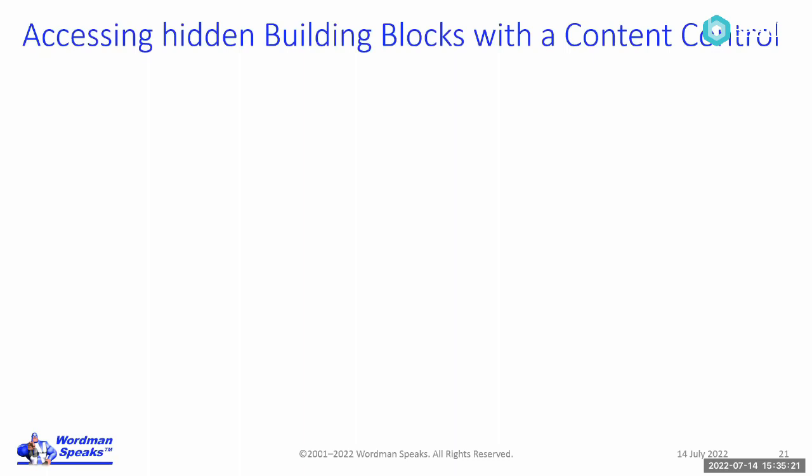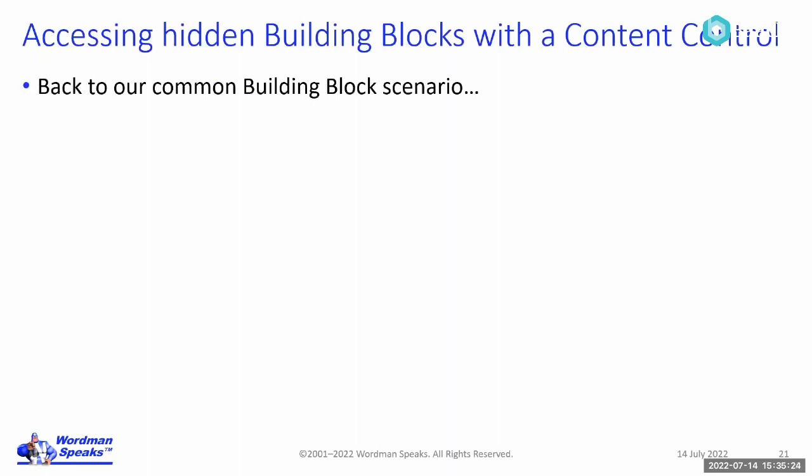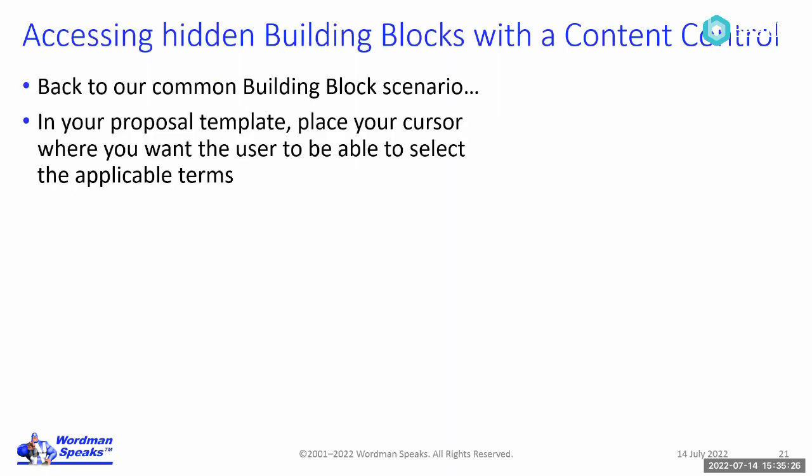Okay, so how do we access building blocks with the content control? Back to this scenario, we're going to go to our proposal template. So what have we done? We've created this common building block .docx file, which has all of our terms and conditions in it. We've saved it in our App Data Microsoft document block, building blocks folder, and so it's available to all of the documents we're working on.